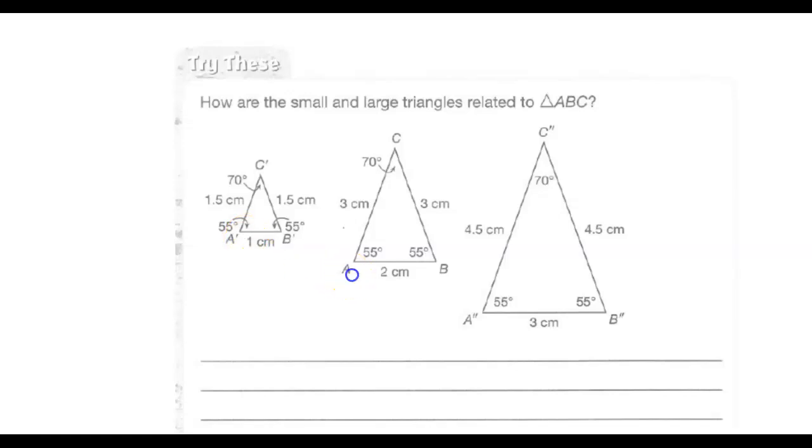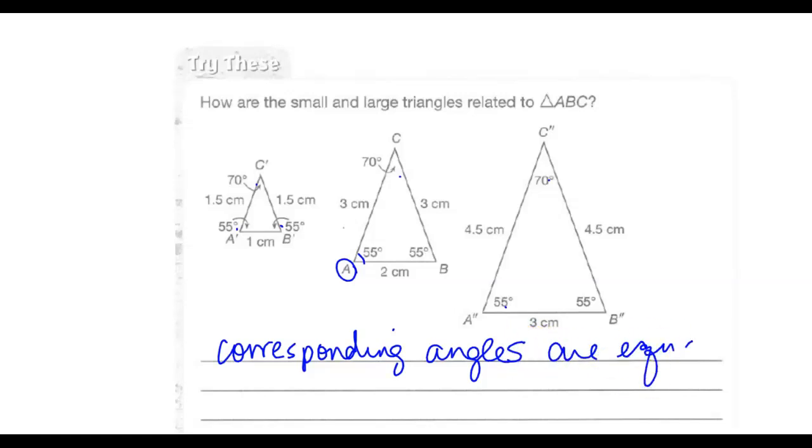So if you take a look, angle A is 55, A prime is 55, A double prime is 55 as well. And 70, 70, 70, 55, 55, 55. So these all have corresponding angles. Corresponding angles are equal. So we're not saying 55 here and 55 up top, but it could be rotated. But in any case, these triangles have 70 and two 55s.